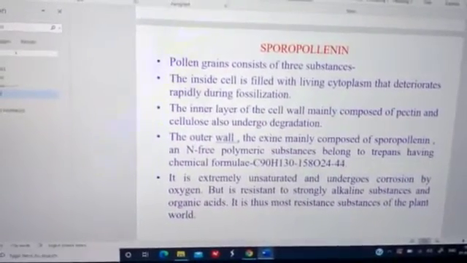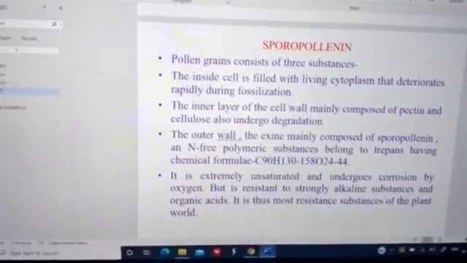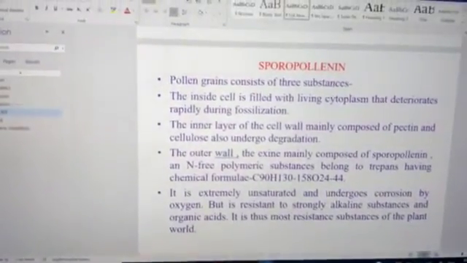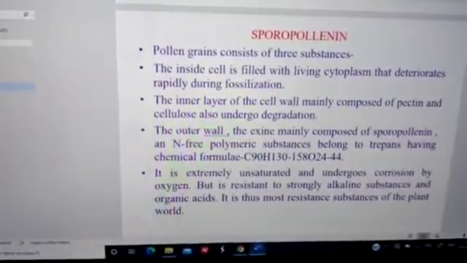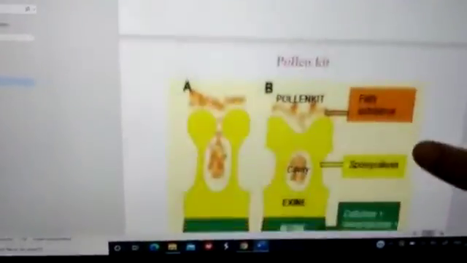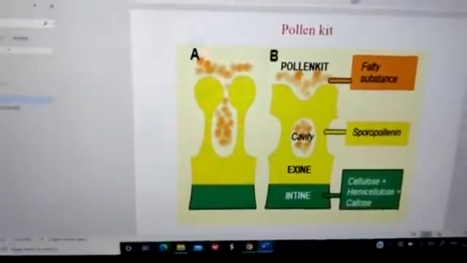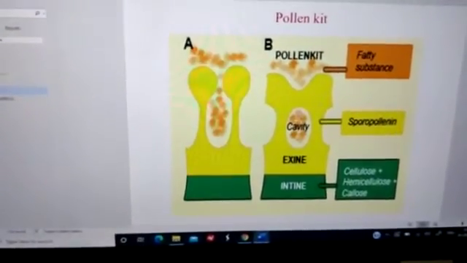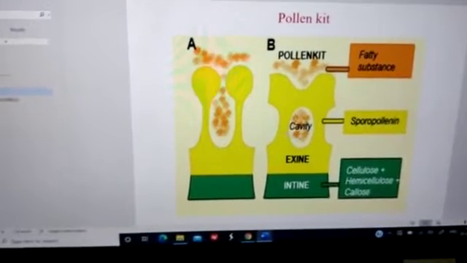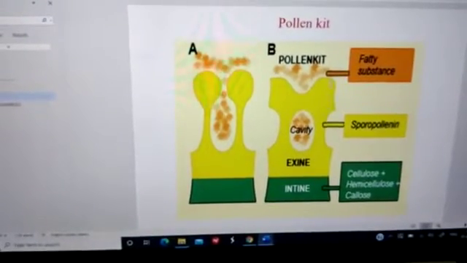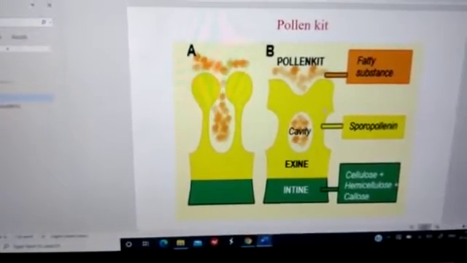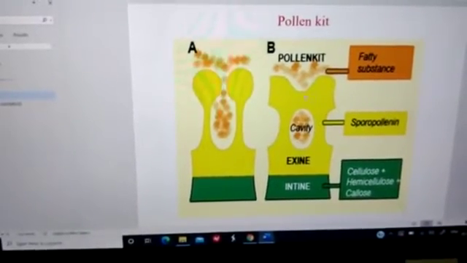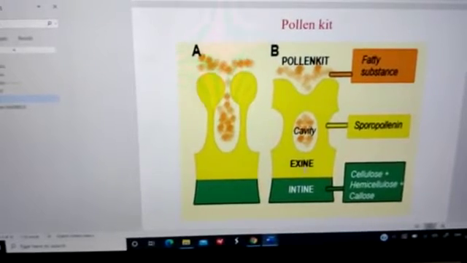So here we can see the fatty substances. Pollen kit is an oily layer. Here you can see in this diagram the pollen kit in the form of an oily layer outside the exine. The outer part of the pollen grain is covered by pollen kit, and inner to this pollen kit is the sporopollenin, the exine, and then the intine.